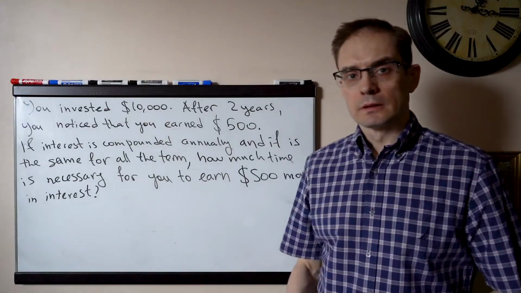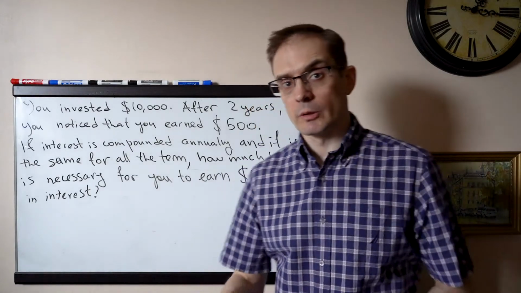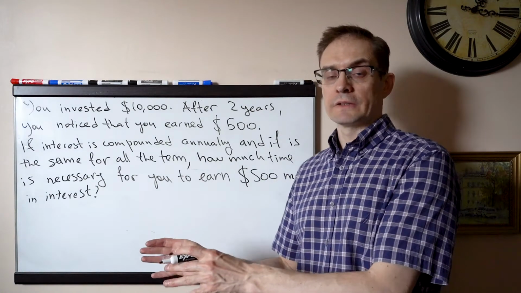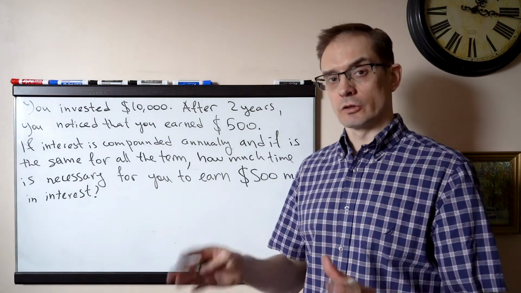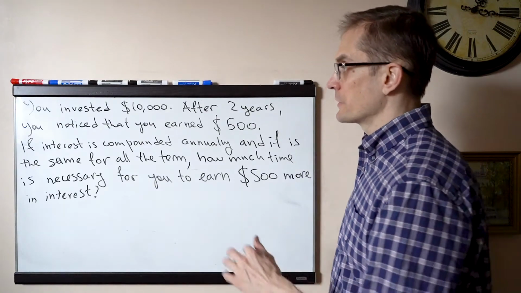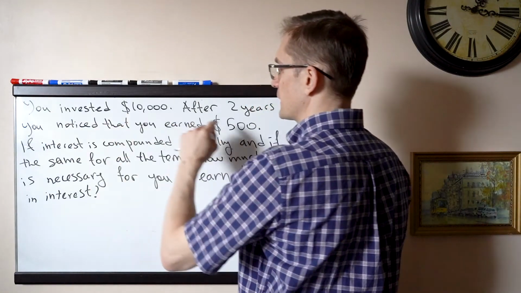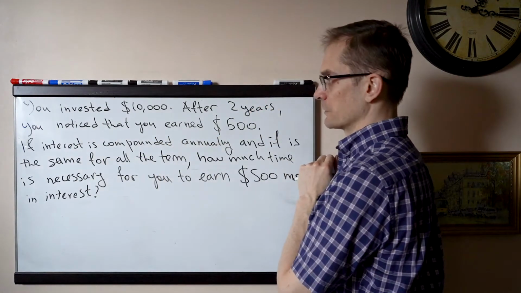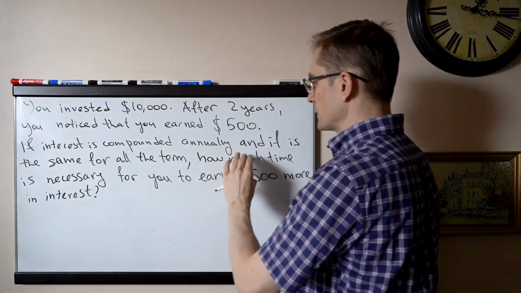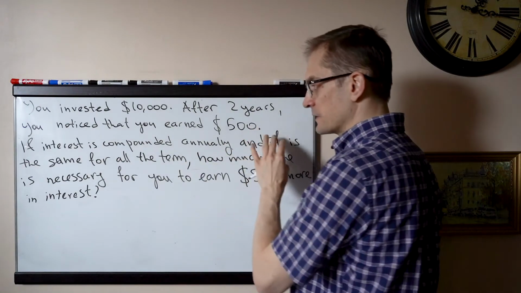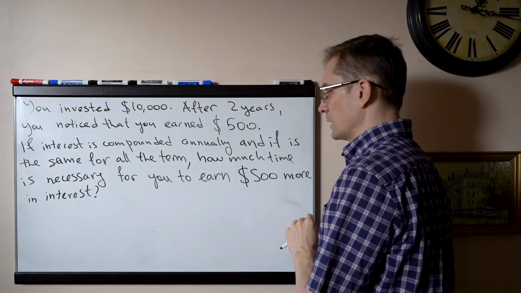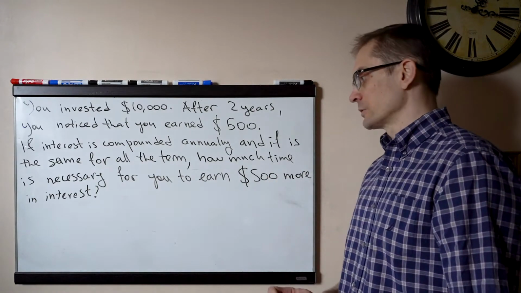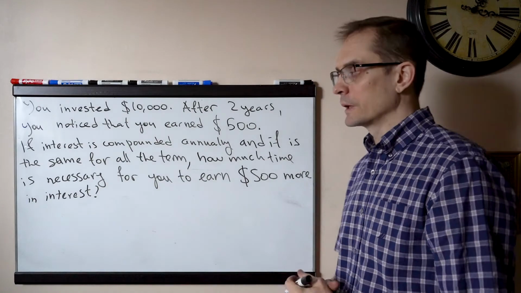Okay, let's now consider an interesting problem which will combine finding I, finding your rate, and also finding term, finding n. So this problem reads like this. You invested $10,000. After 2 years, you notice that you earned $500 of interest. If interest is compounded annually, and if it is the same for all the term, how much time is necessary for you to earn additional $500 of interest?